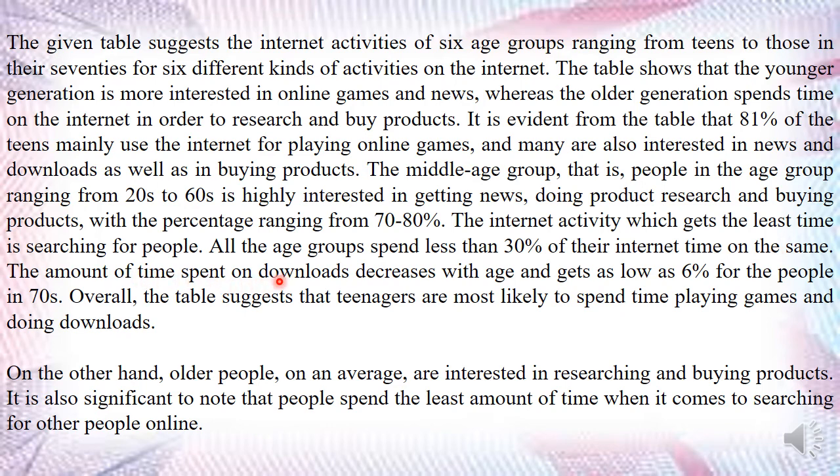The amount of time spent on downloads decreases with the age and gets as low as 6% for the people in 70s. Overall, the table suggests that teenagers are most likely to spend time playing games and doing downloads. On the other hand, so they have used the phrases here. On the other hand, older people, on an average, are interested in researching and buying products. It is also significant to note that people spend the least amount of time when it comes to searching for other people online. So, this is a model answer on the model question.